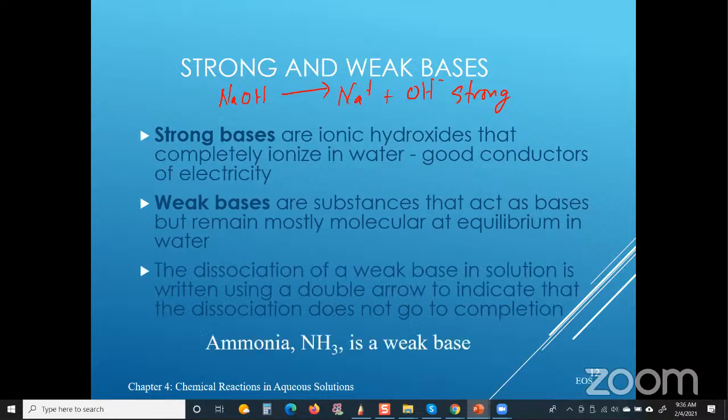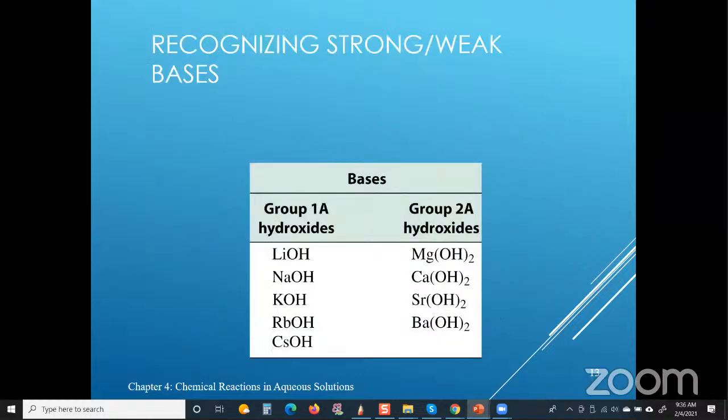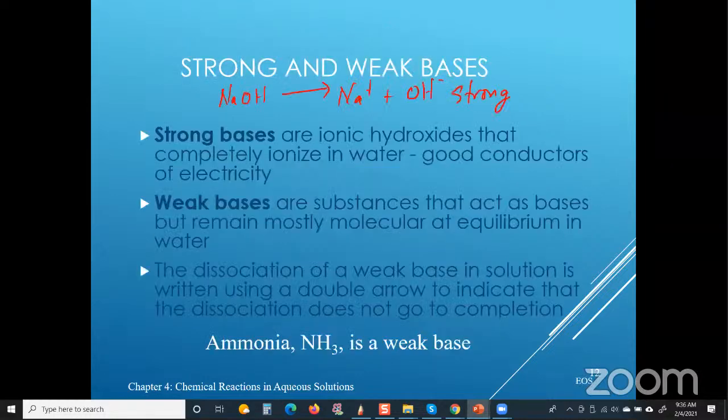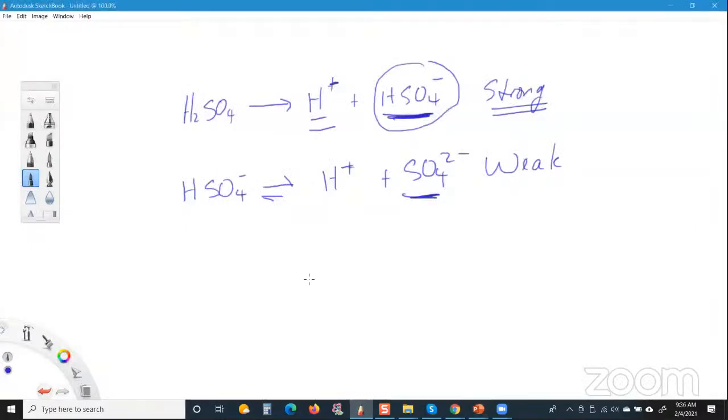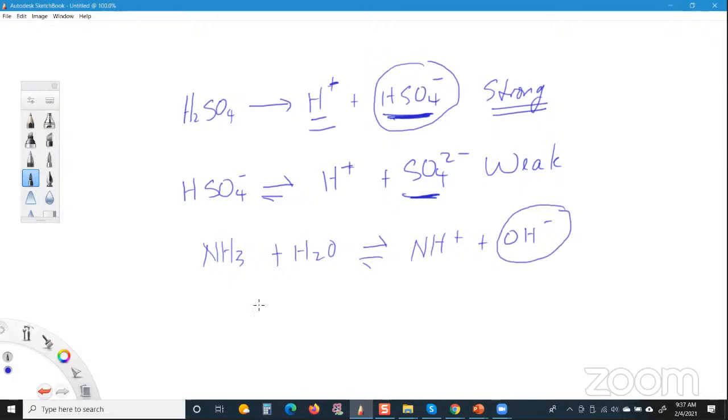If you take ammonia and add it to water, let me go to my writing pad again. In the case of ammonia, NH3, when added to water, what you have is the formation of ammonium ion and hydroxide ions, right? And it is the production of the hydroxide ion that makes ammonia a base.